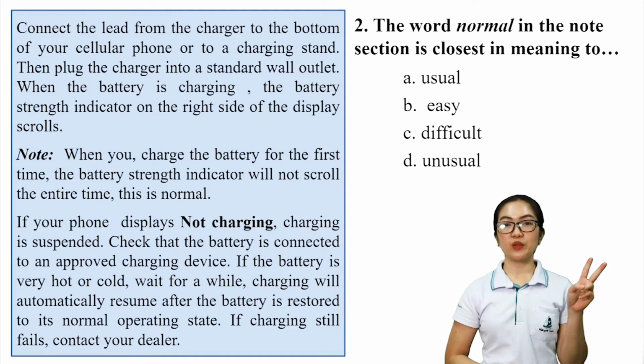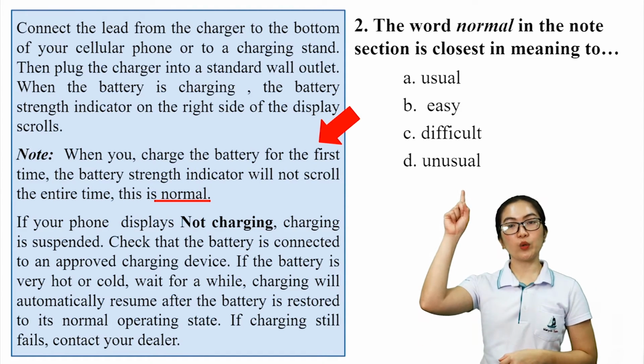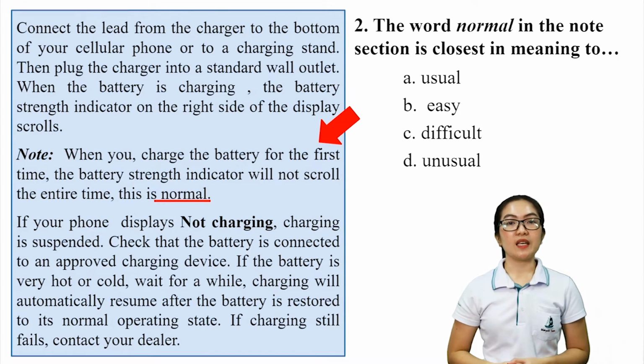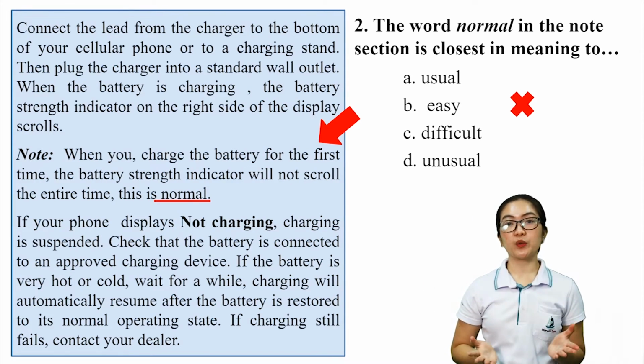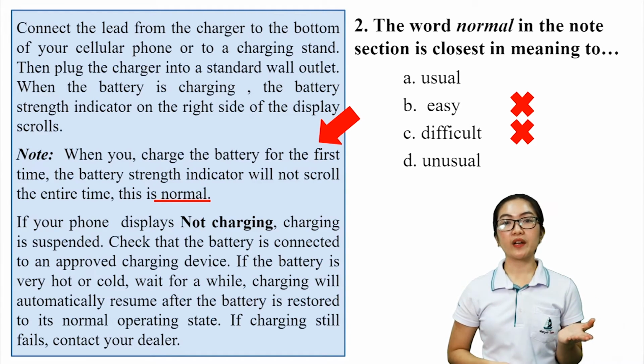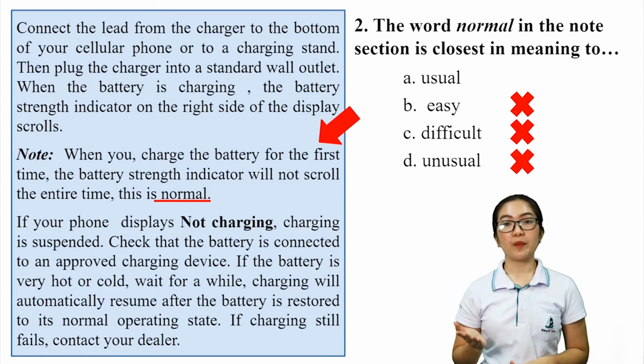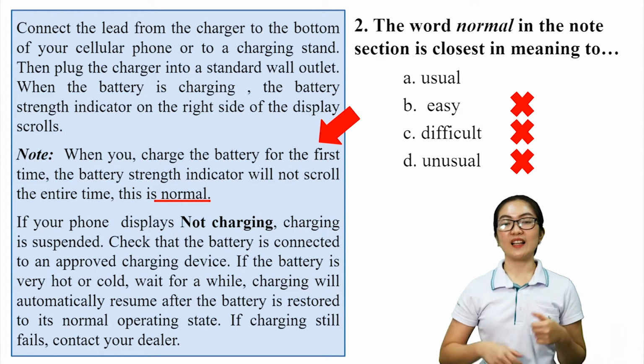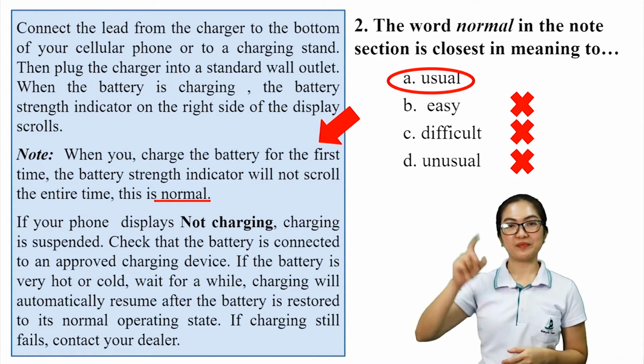Question number 2. The word normal in the notes section is closest in meaning to? While easy means achieving without great effort, difficult, on the other hand, requires the opposite. Unusual means not habitually occurring. So most likely, normal is? Very good. Letter A, usual.